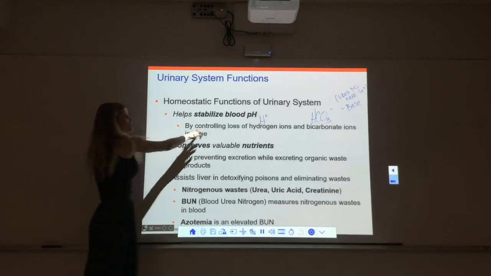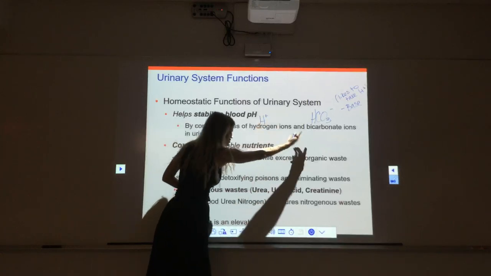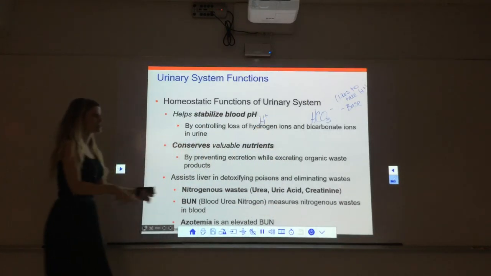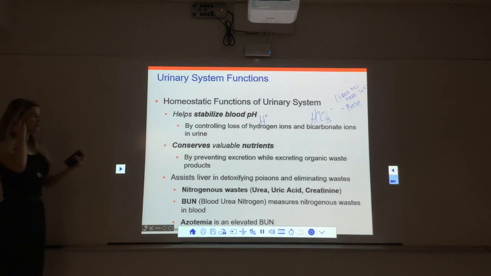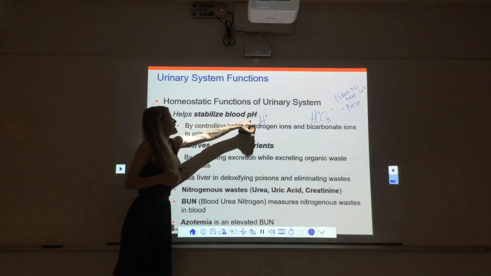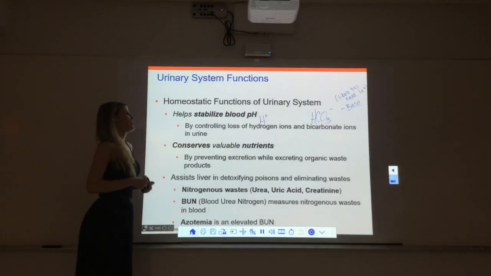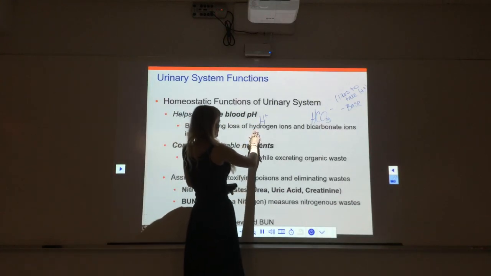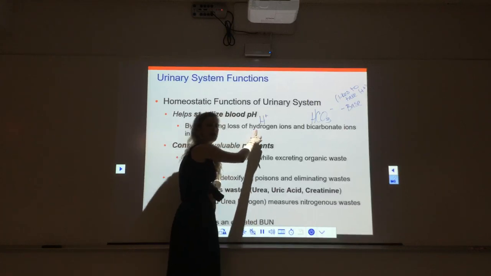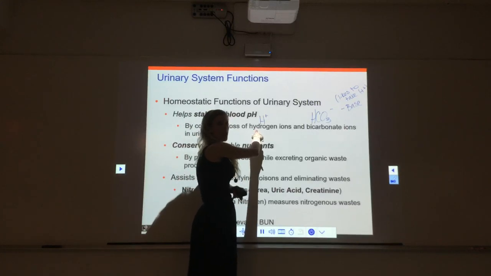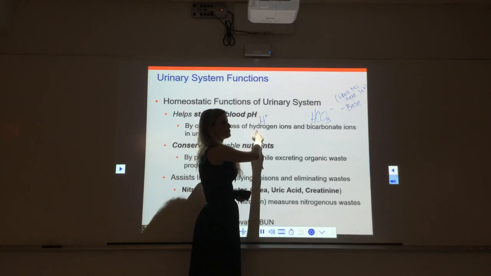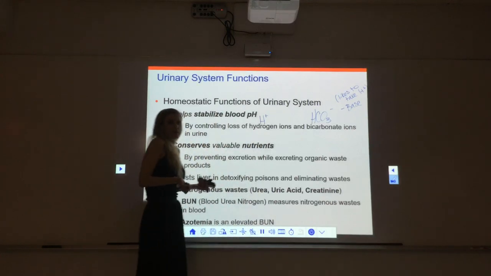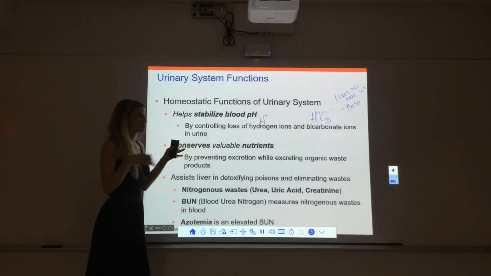So at the kidneys, we can control the loss of hydrogen or bicarbonate ions into the urine. And by controlling how many we lose, we're also influencing how many we retain. So we influence the actual pH of the bloodstream. So if we got rid of hydrogen ions in the urine, what would we be doing to the pH? Increasing it, right? Making it more basic because we're getting rid of those hydrogen ions.